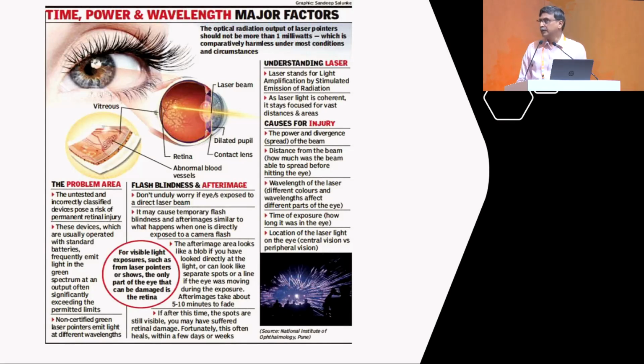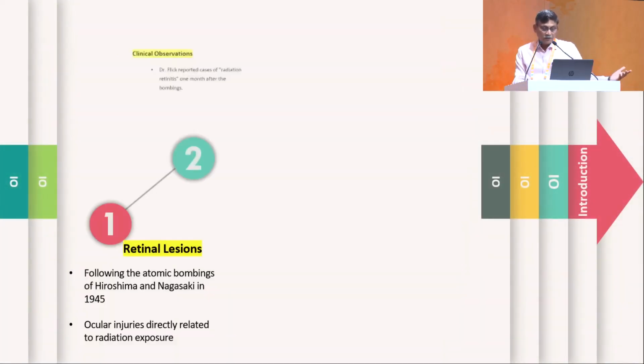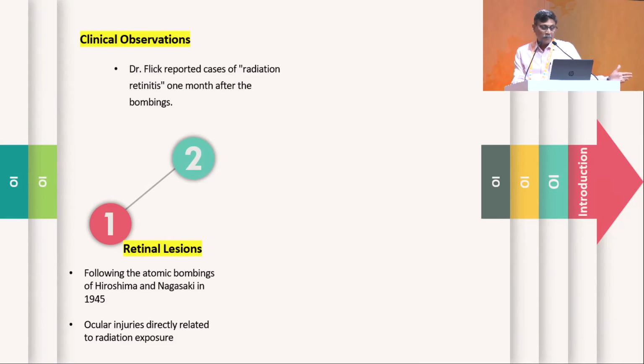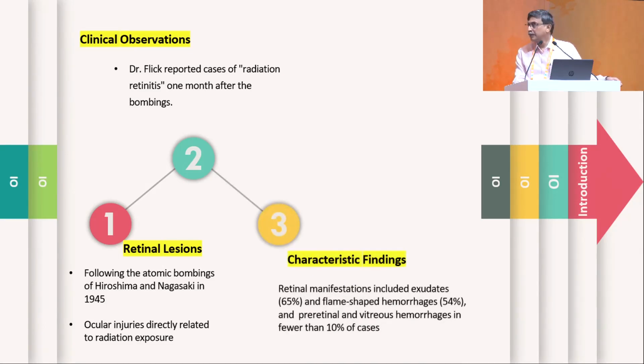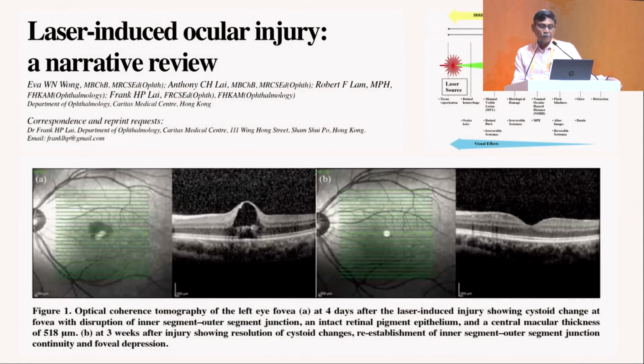Even with laser pointers, there is a lot of work being done. They are usually supposed to be less than 5 milliwatts at the maximum. 1 milliwatt is what most use, but these can also cause macular burns if used in a very irresponsible manner. When the atomic bombs were dropped at Hiroshima and Nagasaki, radiation retinitis itself was a big issue at that time. And up to a month, these people had retinal manifestations with leukopenia.